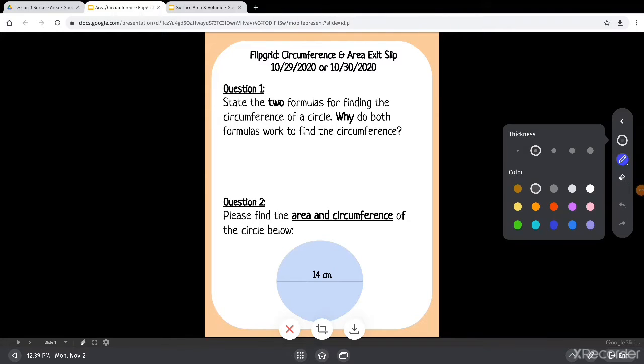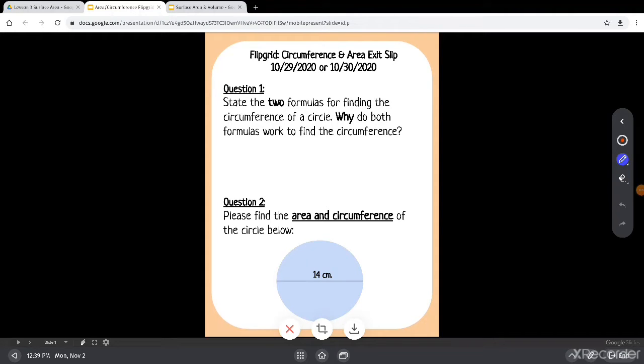First thing you wanted to go ahead and do was tell us what the two formulas were. So the two formulas are circumference equals 2 pi r and circumference equals pi d. We wanted you to make sure that you understood that r stood for radius and d stood for diameter. So that was the first part we were looking for. Second part, why do both of these formulas work?